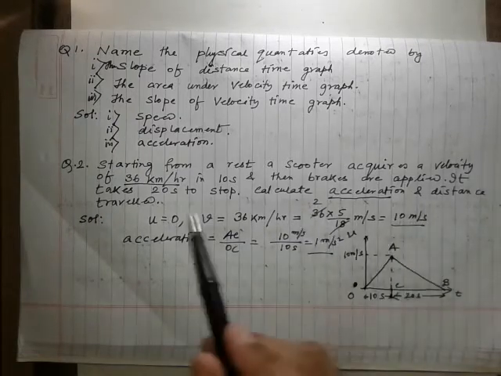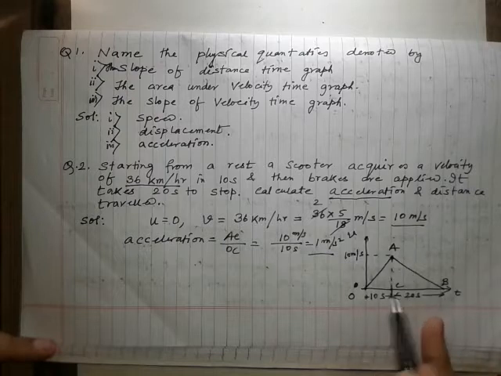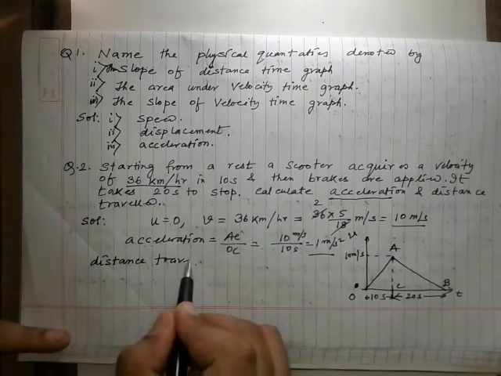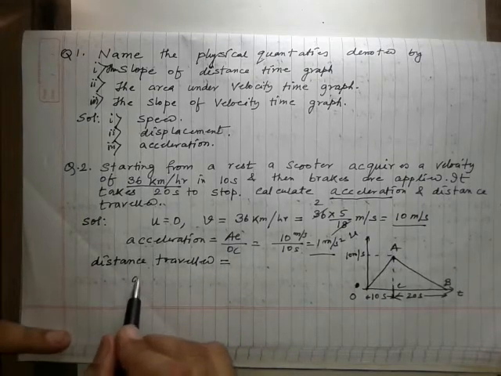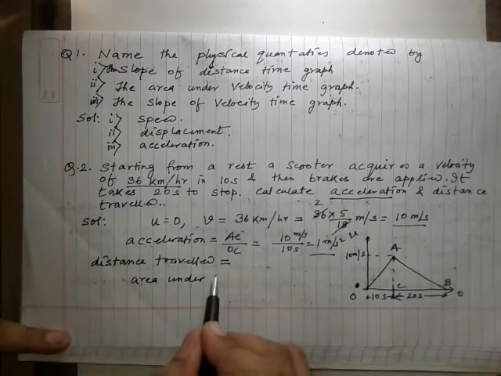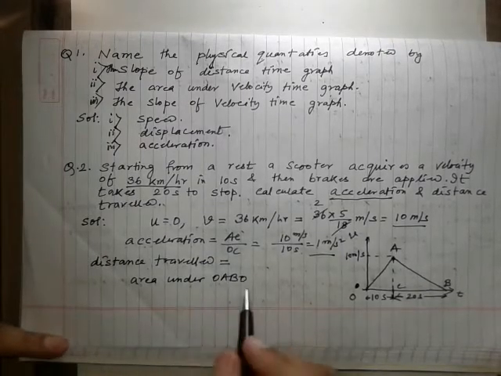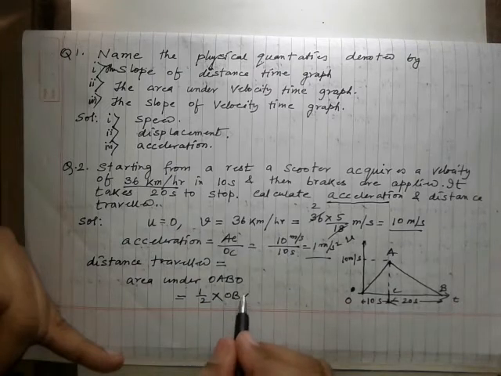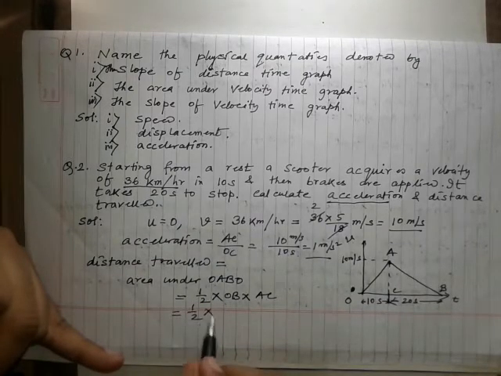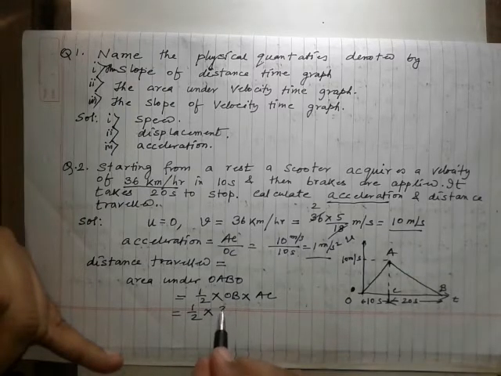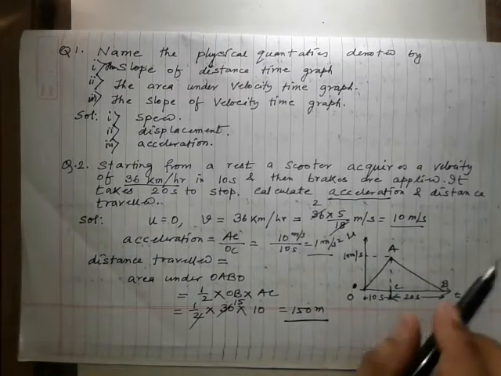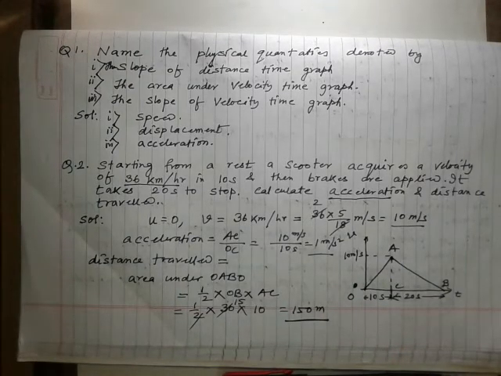Now you have to find out the distance traveled. So distance traveled means you have to find out the area of the entire portion. So distance traveled is equal to area under OAB. Sorry, the area, this is a triangle. So triangle means you can write half into base into height. Base is OB, height is AC. So half. What is OB? OB is 10 plus 20. That is 30. AC is what? 10. So 15 into 10, 150 meter. So this is the distance traveled. Okay. So now go to the next numerical.